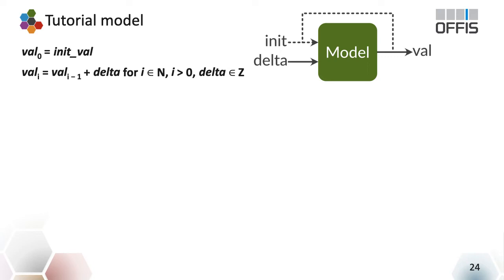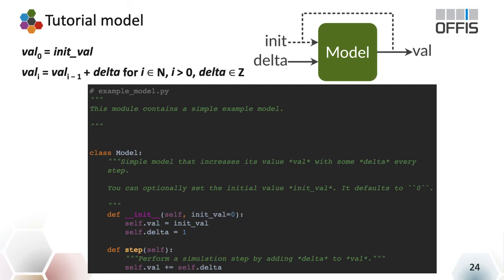So the simple model has an output, which is a value. This value is initialized in the beginning, and then later for each time step, a delta is added to this value, and this delta can be defined from outside. So how would we implement this in Python? We have here the class Model. In the initialization, we can provide this init value if we want, or if not, it would be zero. So this would be set here, and then the delta in the initialization is one. Then when we run a simulation, the step function is called, and here the delta value is added to the current value of this model.